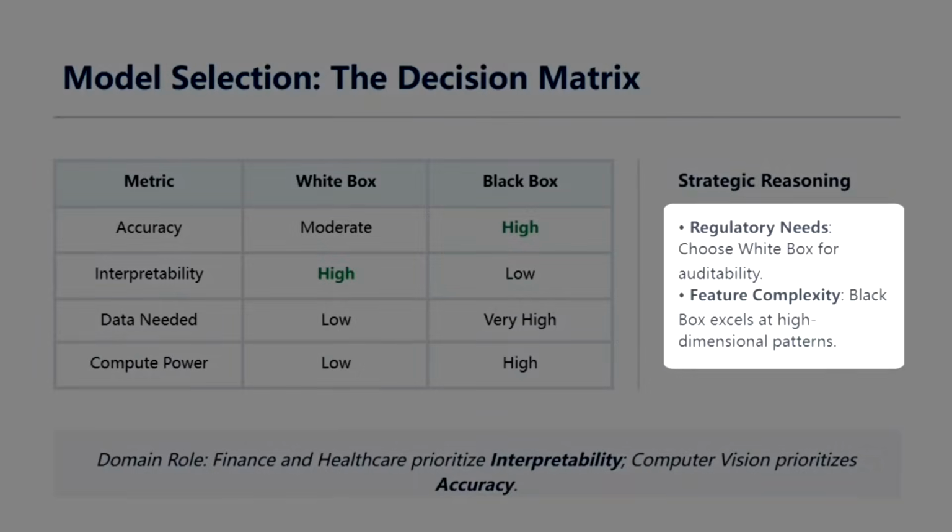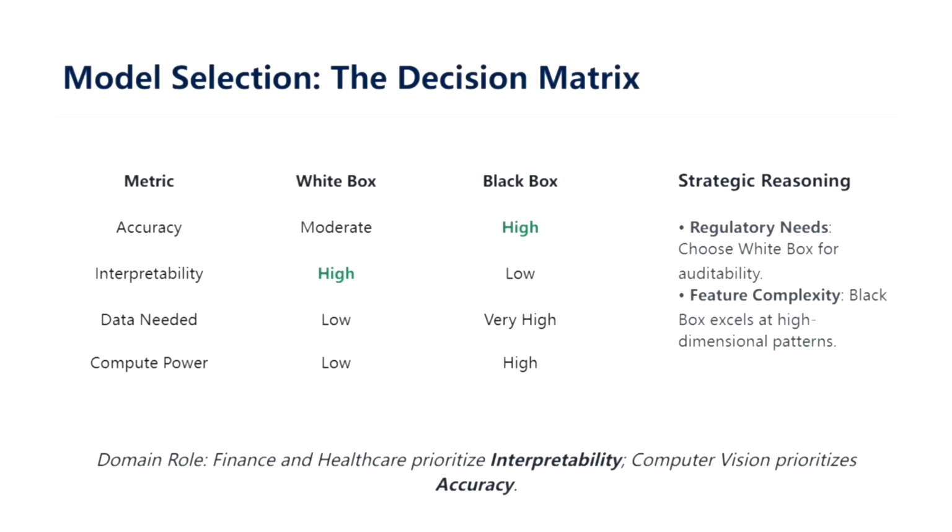For instance, regulatory needs often dictate our path. In many industries, you must be able to explain a model's decision to an auditor. This is where white box models like logistic regression win because of their inherent auditability.